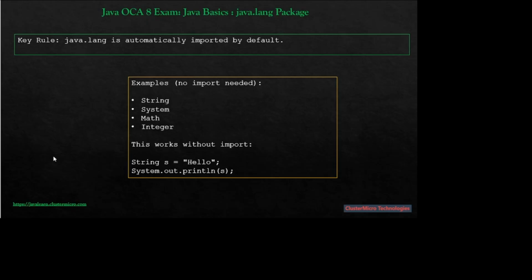So why? Because java.lang contains classes that are so fundamental to Java that you literally cannot write a program without them. You have String, System.out.println, Math, Random, Math.PI, Integer, Double, Boolean, all wrapper classes. They all belong to java.lang. Even Math.random and Math.PI belong to java.lang.Math. So that's why Java brings it in and you don't have to import it. So when you write String s = "hello" and System.out.println(s), you don't have to import this particular package. It's already brought in.